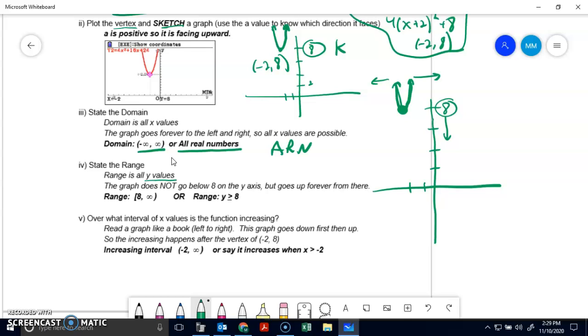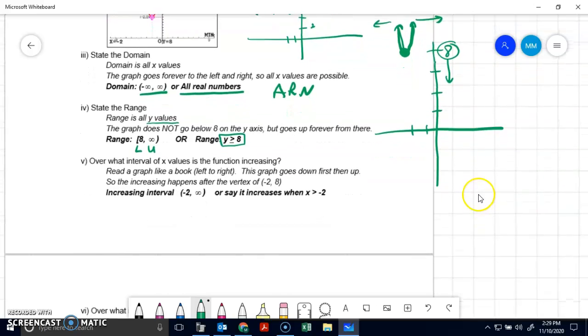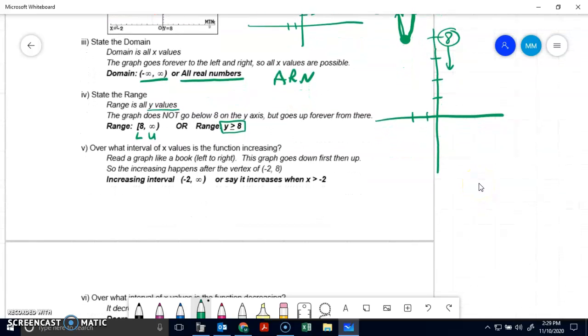So what y values are possible? I could say everything greater than or equal to 8 and use an inequality, or I can state the range in set notation, the lower boundary and the upper boundary. The lowest number you can have is 8. Notice there's a bracket because it's equal to. The highest number it goes to is infinity because it goes up forever. And that's range. Now let's talk about the increasing interval.